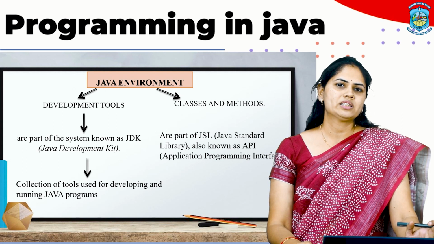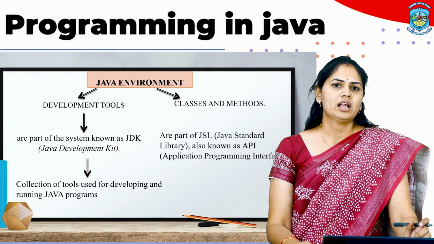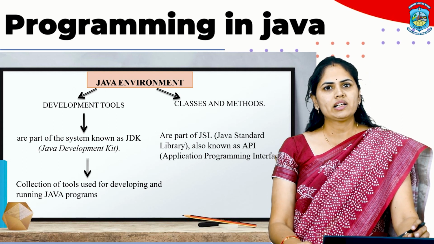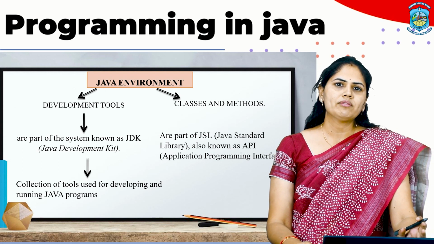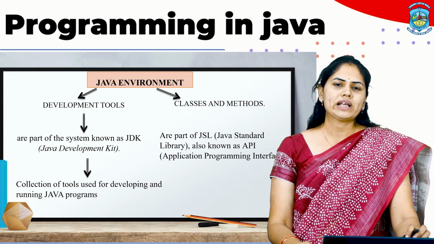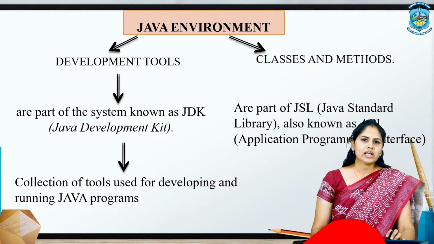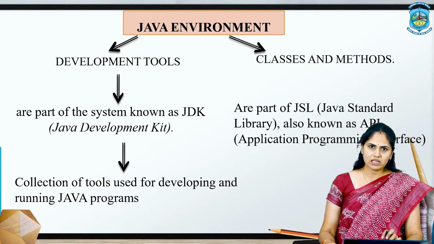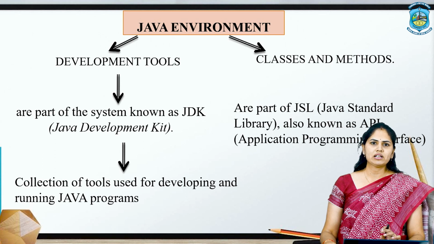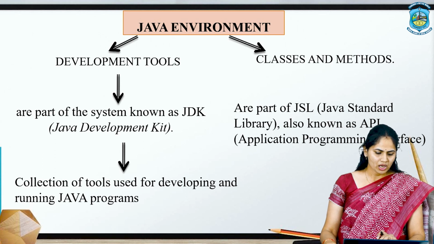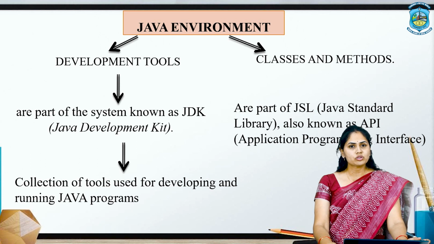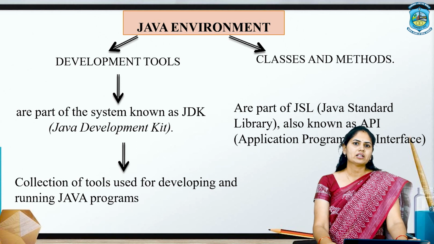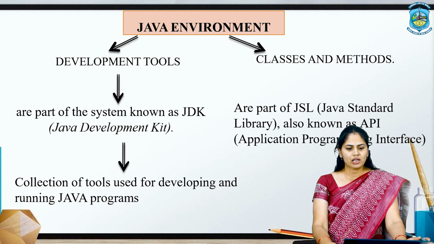What does the Java environment contain? Basically, it is a development kit or development tool. That development tool is also called JDK, Java Development Kit. It is also called the Java Development Toolkit. It is basically a collection of all the tools used for developing and running Java programs.